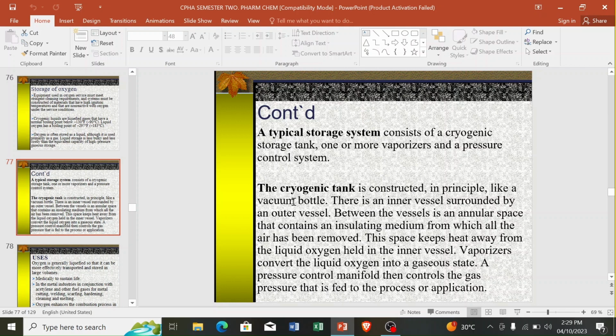pressure control system. The cryogenic tank is constructed in principle like a vacuum bottle. There is an inner vessel surrounded by an outer vessel. Between the vessels is an annular space that contains an insulating medium from which all the air has been removed. This space keeps heat away from the liquid oxygen held in the inner vessel. Vaporizers convert the liquid oxygen into the gaseous state. A pressure control manifold then controls the gas pressure that is fed to the process or application.